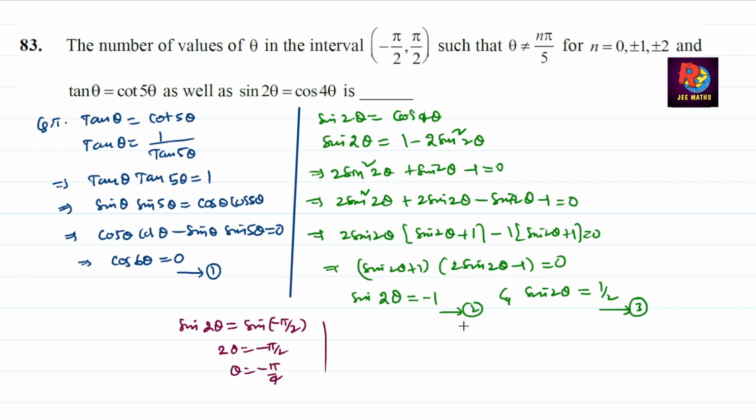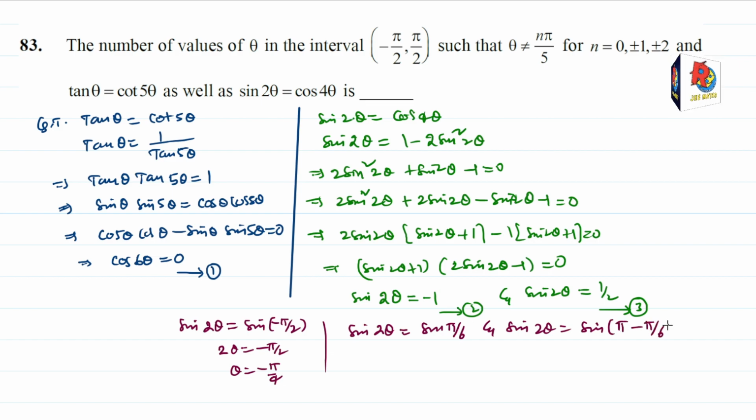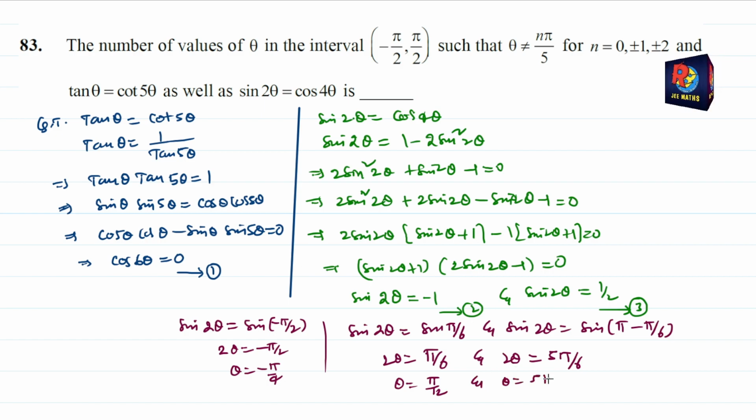If I go for this one, sin 2 theta equals sin pi by 6 in one case, and sin 2 theta equals sin(pi minus pi by 6). That means 2 theta equals pi by 6 is one case, and 2 theta equals 5 pi by 6 is another case. So theta equals pi by 12, and here theta equals 5 pi by 12.